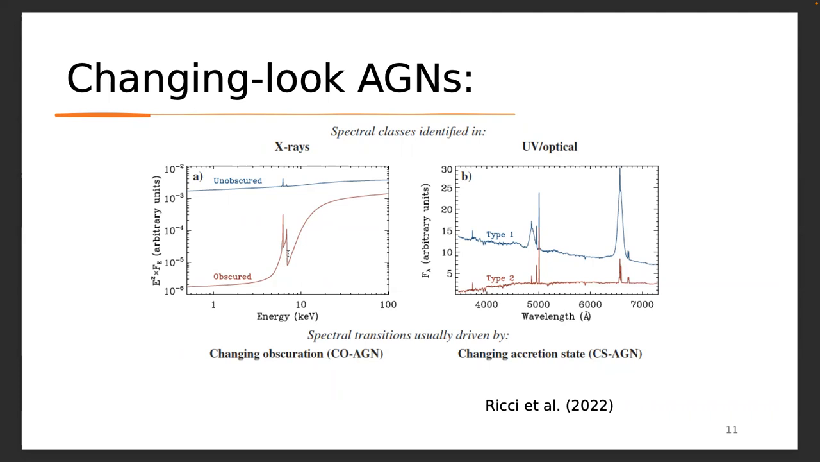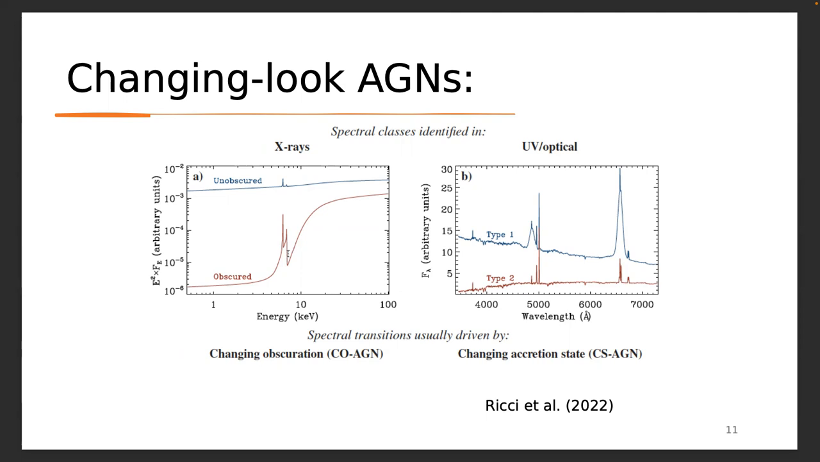Changing look AGNs are a relatively rare subclass of AGNs, and only a few dozen of them have been identified so far, right? There are two types of them. Why are they changing look? Changing look means they are changing their types from type 1 to type 2 or vice versa within a months or years time scale. So this is what makes it unique.